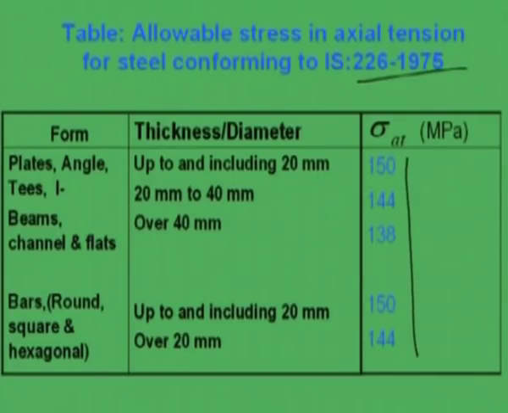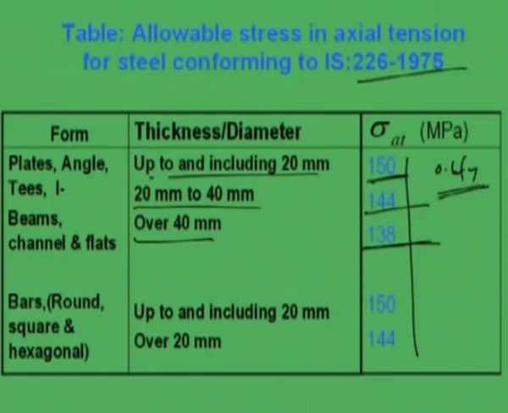That means for plates and angles up to 20 millimeter, this will be 150 Newton per millimeter square. For plates, angles, T's, I beams, channels and flats, up to 20 mm diameter or thickness, this will be 150. If the diameter or thickness is between 20 to 40 mm, then the sigma at value is reduced to 144 MPa. And if the thickness or diameter is over 40 mm, then this value is reduced to 138 MPa. That means it is not only 0.6 Fy; as per the thickness or diameter of the section, this is going to reduce a little bit. So from 150 to 138 it has been reduced.